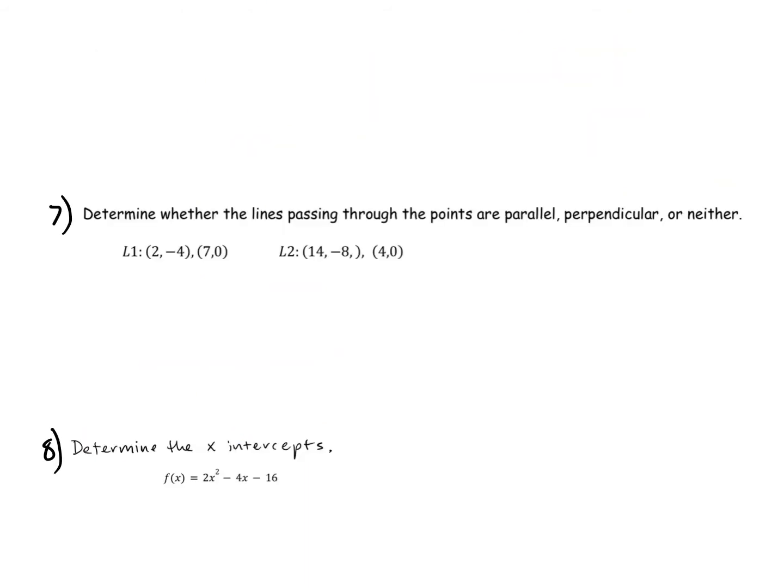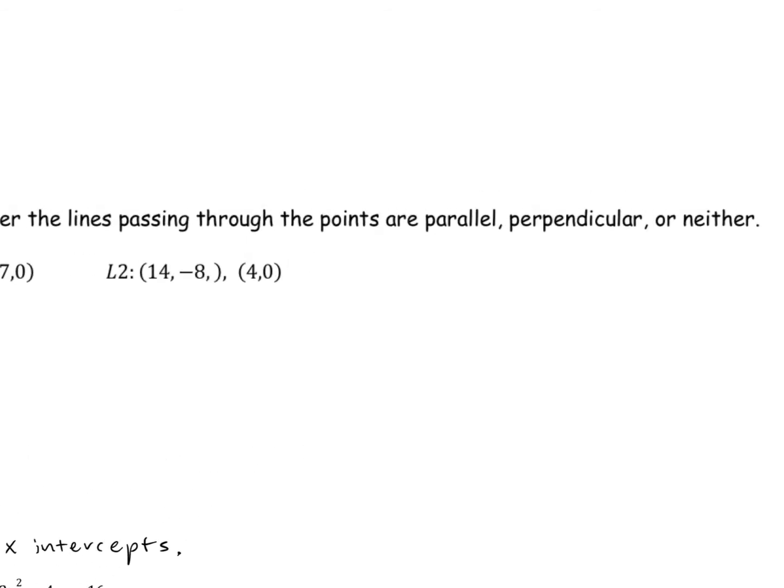Determine whether the lines passing through the points are parallel, perpendicular, or neither. So to determine if lines are parallel, perpendicular, or neither, we need to know their slopes. If the slopes are the same, they're parallel. If they're opposite reciprocals, they're perpendicular. And if they have nothing to do with each other, then it's going to be neither.